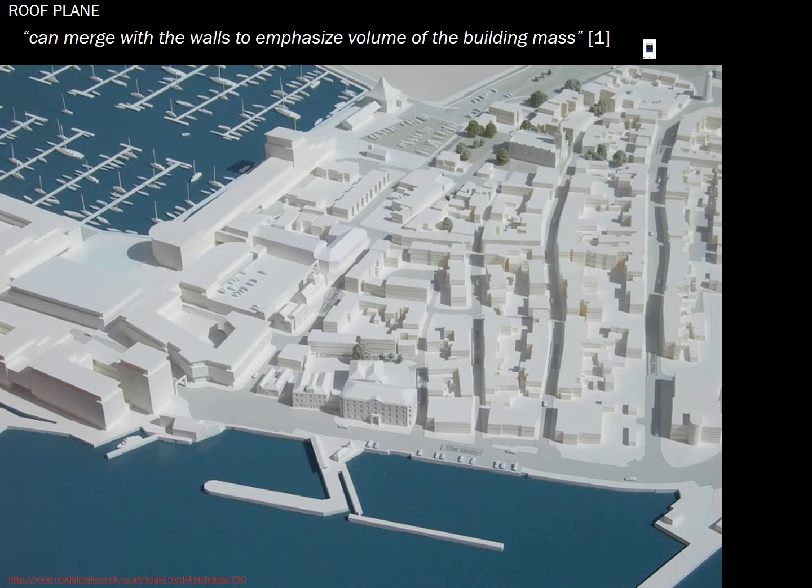Roof plane can merge with the walls to emphasize the volume of the building mass. We do massing models in architecture, and this is what you see, what you get. You see the relationship between adjacent buildings and the overall form, and how it impacts the fabric of the urban design.